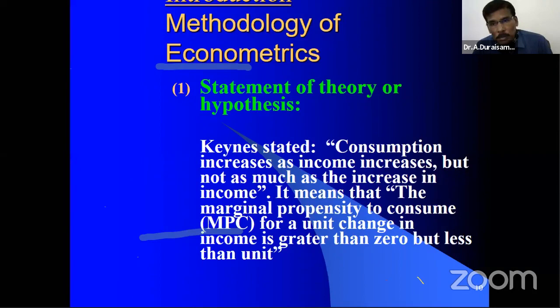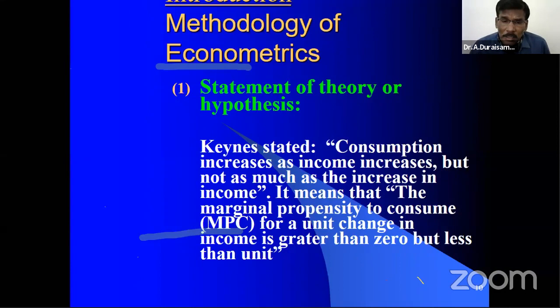Fine. For example, take Keynes's psychological law of consumption: consumption increases as income increases, but not as much as the increase in income. First of all, you can have a null hypothesis: there is no significant influence by income on consumption. Once you reject it, you come to the conclusion, yes, there is an influence by income on consumption. The question here is how much it is. Keynes said there is an increase, but the econometricians want to know how much.